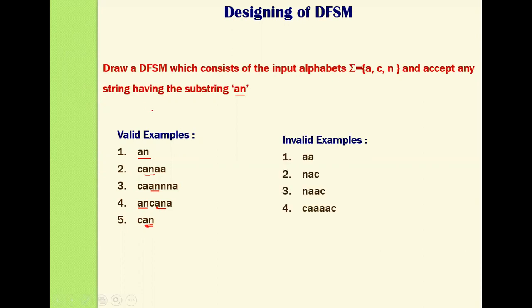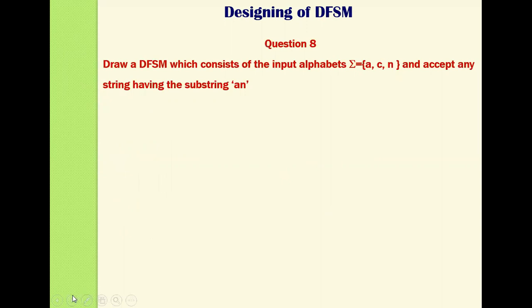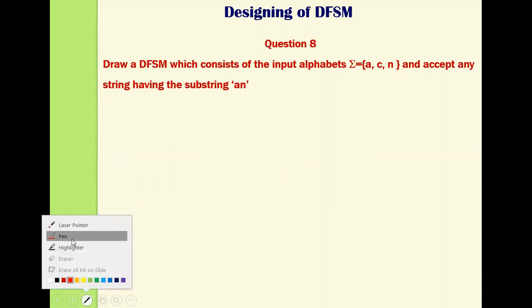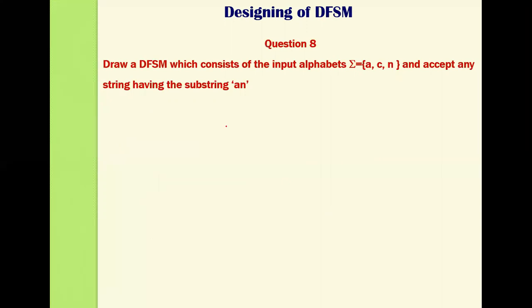So some of the invalid examples are, see, I don't have AN here. Anywhere, I don't have any A followed by N. Okay. So for this, how we can design the DFSM is that, let us try designing it here. The minimum string is AN, input alphabets are A, C, N, and then we will try to draw the skeleton DFSM.